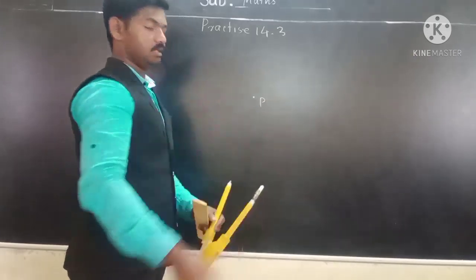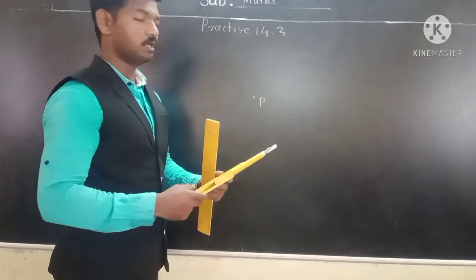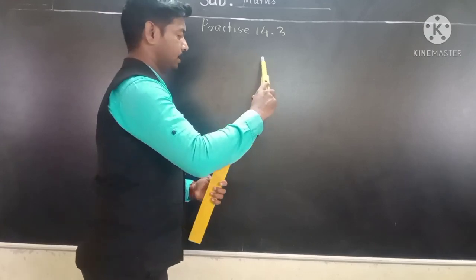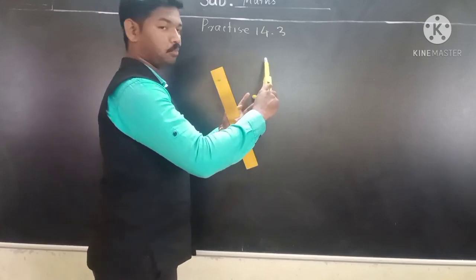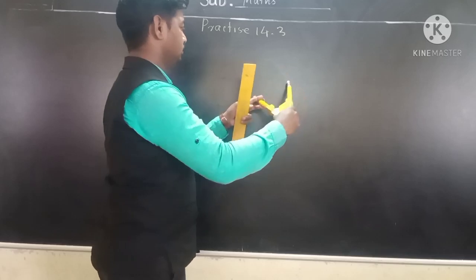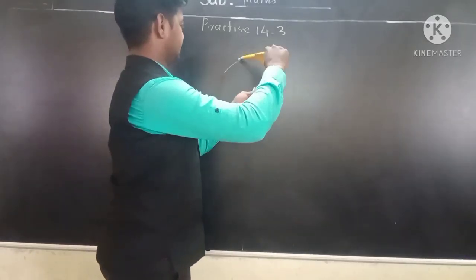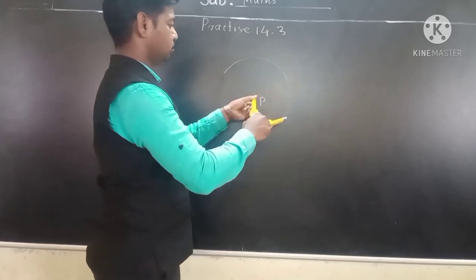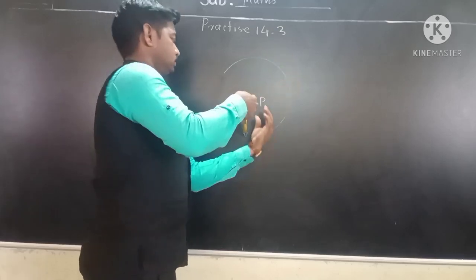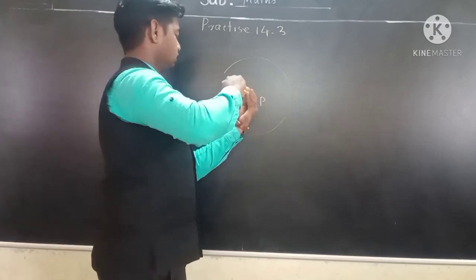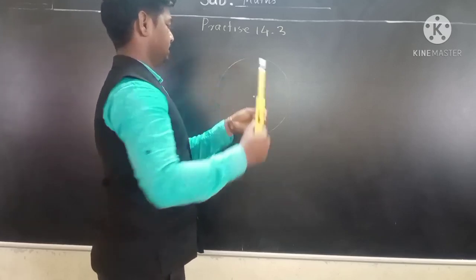Point P. From that point P, we have to draw a circle. Then we will place the measuring point of a compass on that point P, and we will move the other hand. We have adjusted our pencil. Now see, the board is too smooth, so it is not possible to hold the compass. So I have to hold it with 2 hands.